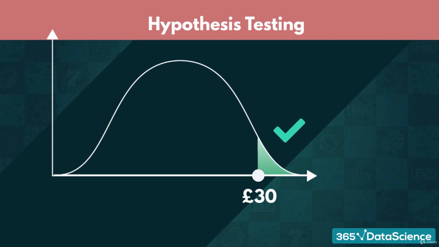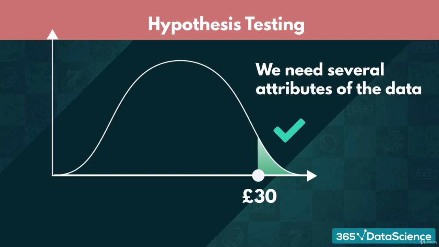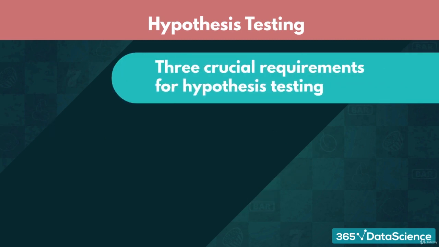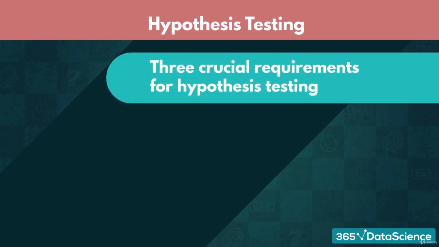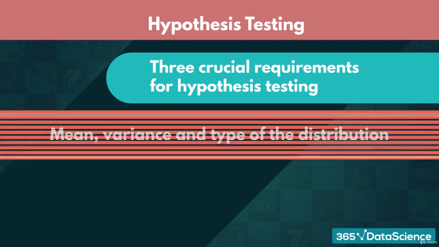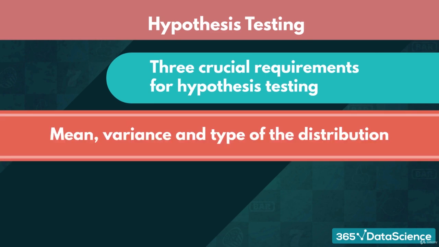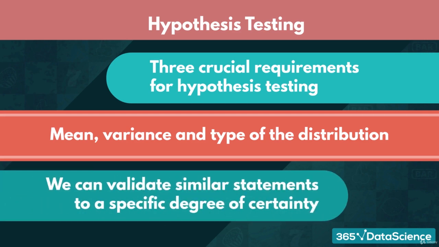To determine how small this part is, we need to know several attributes of the data. Mathematically, the three crucial requirements for conducting successful hypothesis testing are knowing the mean, variance, and type of the distribution. With the help of these three and some formulas, we can validate similar statements, again to a specific degree of certainty.